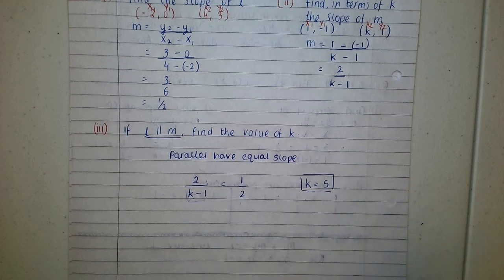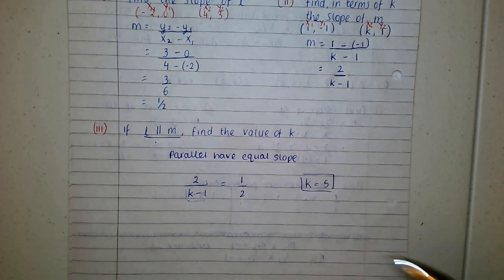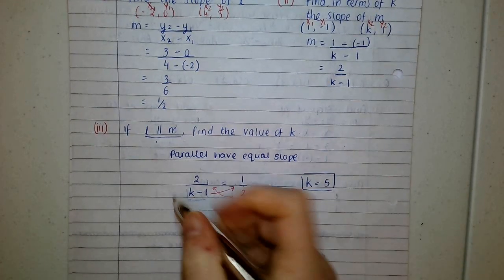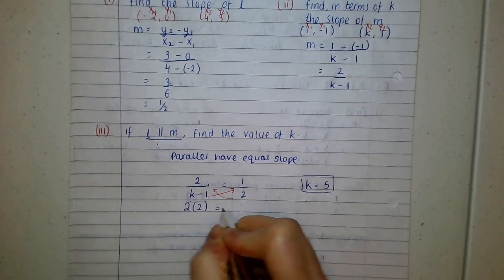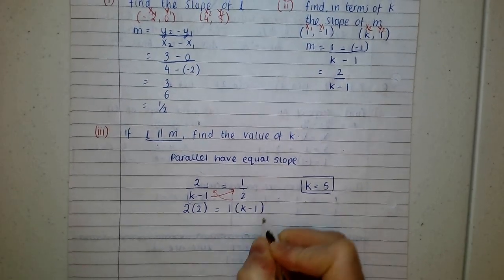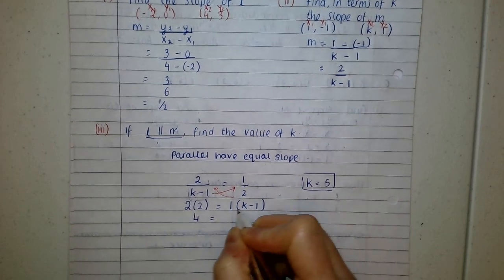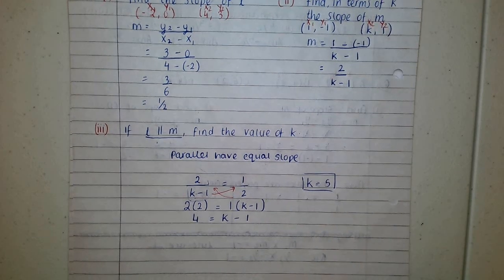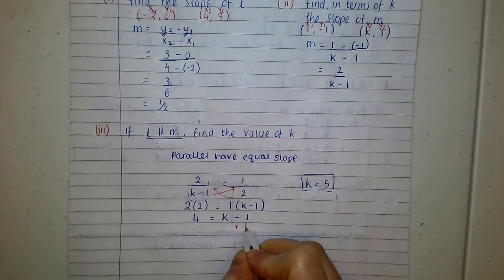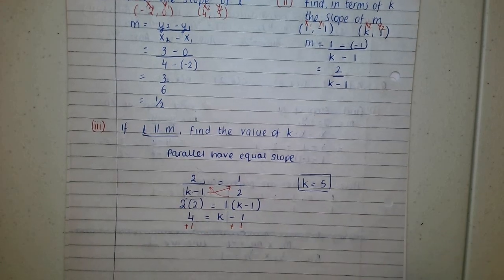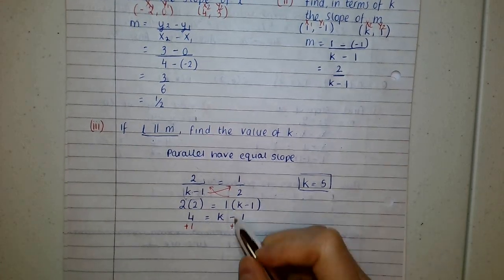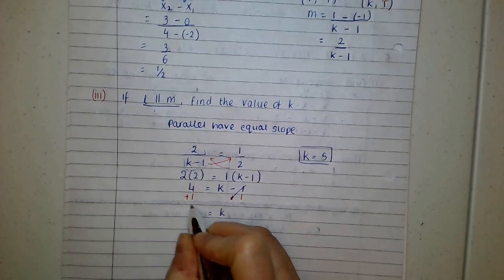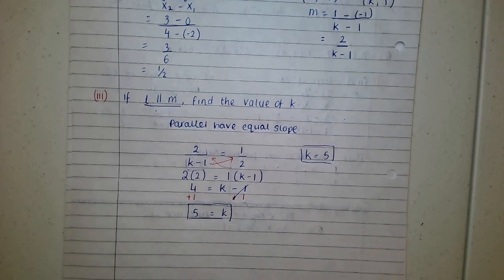To solve an equation involving fractions, we need to cross multiply. When we do that, we get 2 times 2 equals 1 times (k minus 1). 2 times 2 is 4, 1 times k is k, and 1 times -1 is -1. To find k, we're going to add 1 to both sides to isolate k and get k on its own. So what we have there is k equals 5, and that is the same answer as we got using the other method of observation.